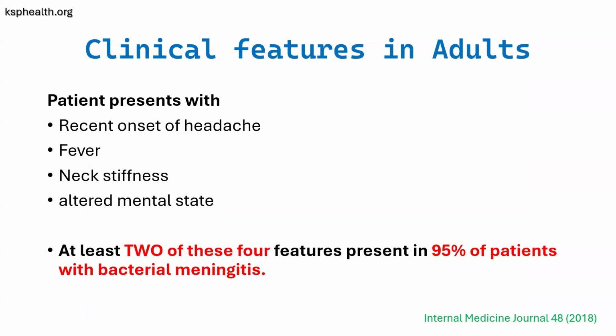Most of the patients present with one of these four symptoms: recent onset of headache, fever, neck stiffness, and altered mental status. This is in adults. At least two of these four features are present in 95% of the patients. Don't rely on the whole triad needing to be there, because it's present in only 40 to 50% of the patients.